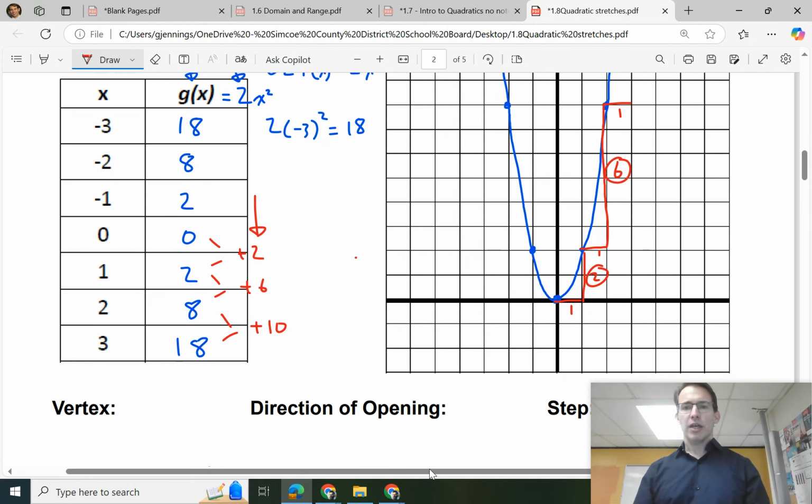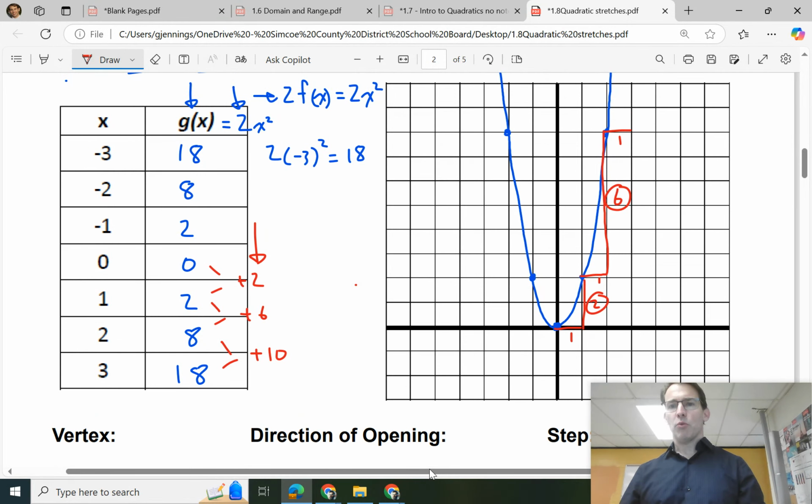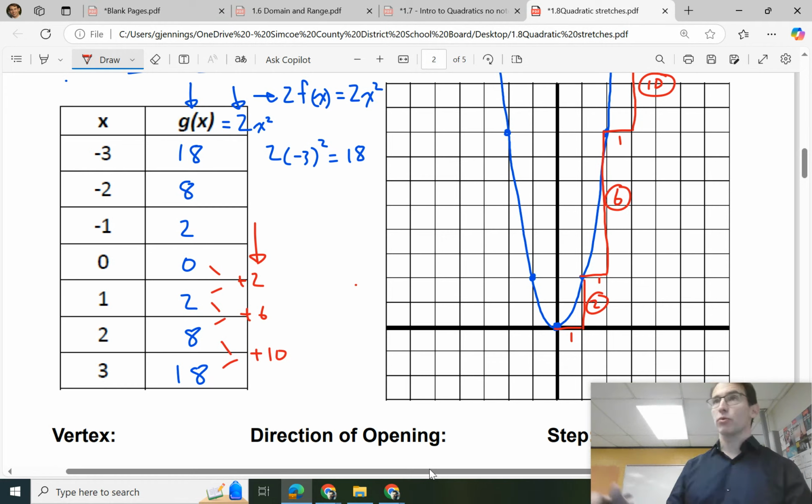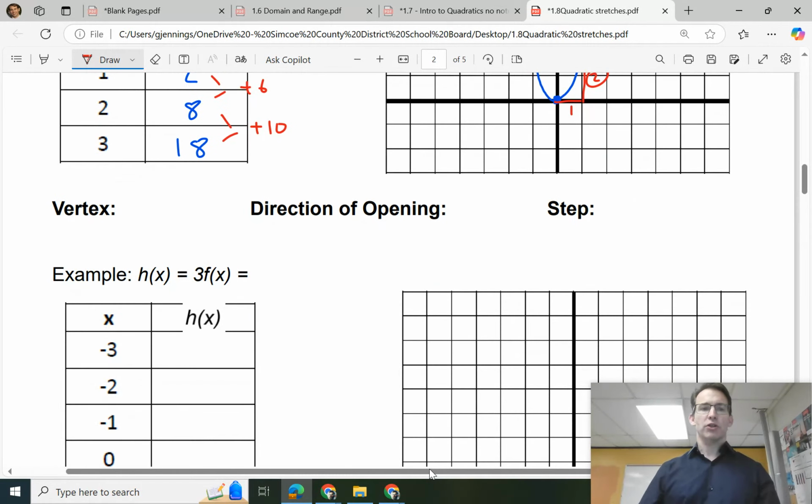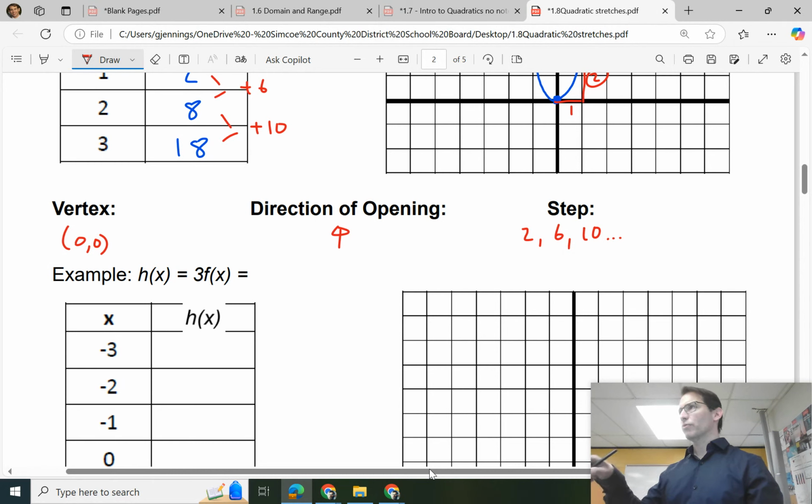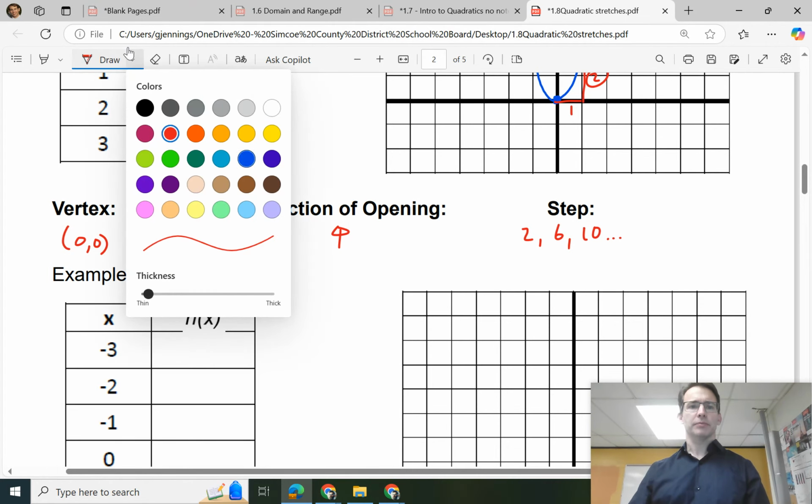Okay? And so then, if you want to use step pattern for graphing quadratics, the way to make this useful is, first of all, we notice the vertex is still at 0, 0. The direction of opening is still up, but the step pattern is now 2, 6, 10, dot, dot, dot. So that's an interesting pattern of even integers growing by 4 each time. It's kind of awkward. We haven't been counting by those for a long, long time. But here's how you can do it.